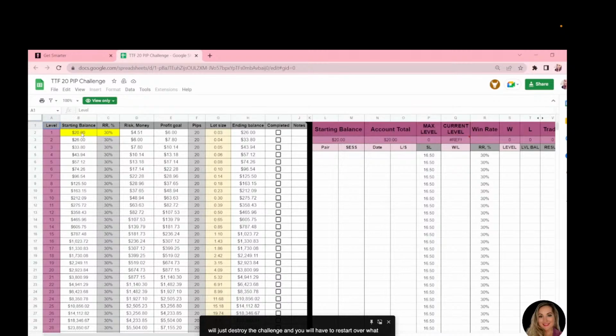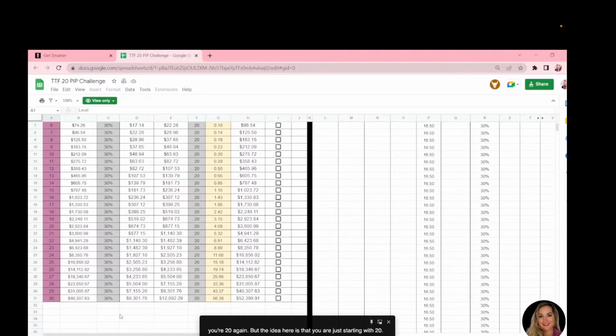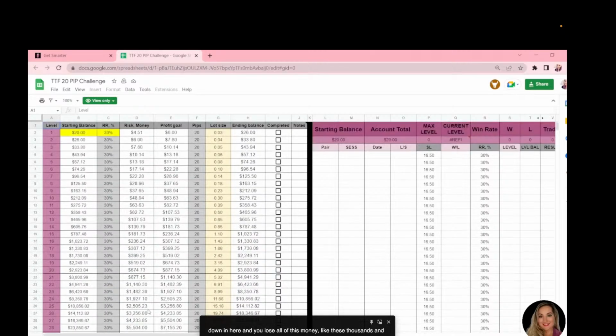But the idea here is that you are just starting with $20. So even if all else fails and you totally blow the account somewhere down in here and you lose all of this money, like these thousands and thousands of dollars, what people say to themselves to make themselves feel better is, well, I really only ever actually lost $20 because that's all you invested here. So there is the benefit of that.